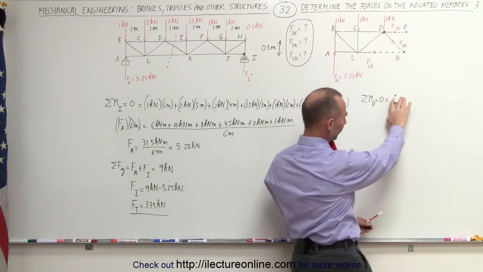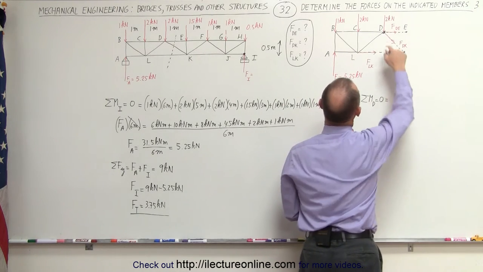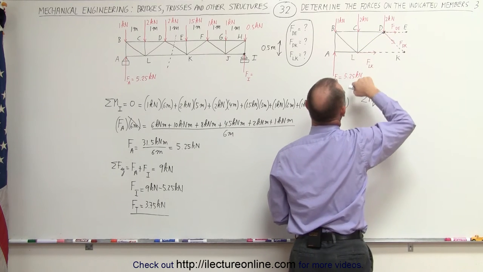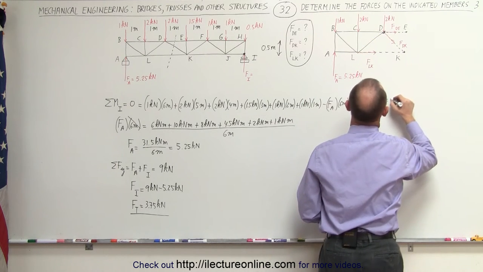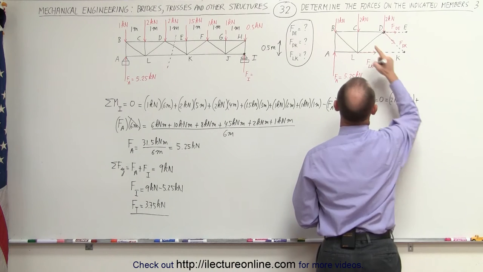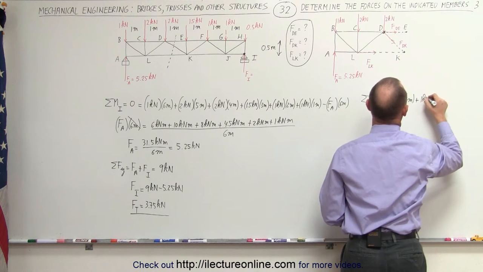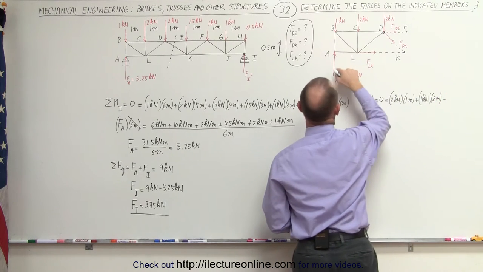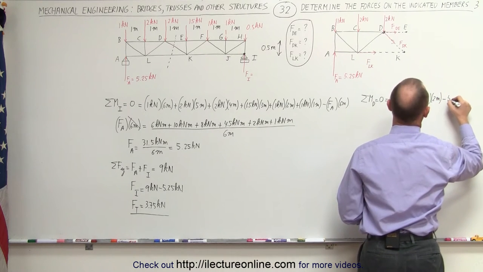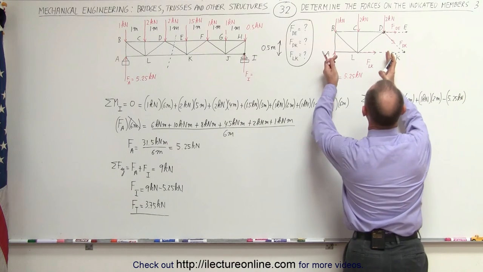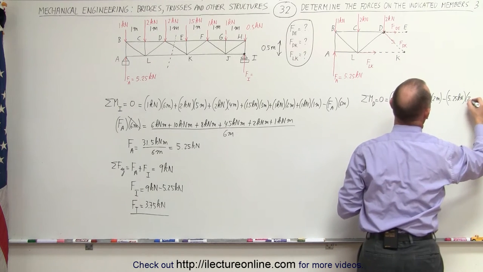Let's hope I left myself enough room over here. Let's try it. And that leaves me with these two forces. They both give me counterclockwise moments. That would be 2 kilonewtons multiplied times 1 meter plus a 1 kilonewton force multiplied times 2 meters minus this force right here, F sub A, that would be 5.25 kilonewtons multiplied times, that would also be 2 meters.